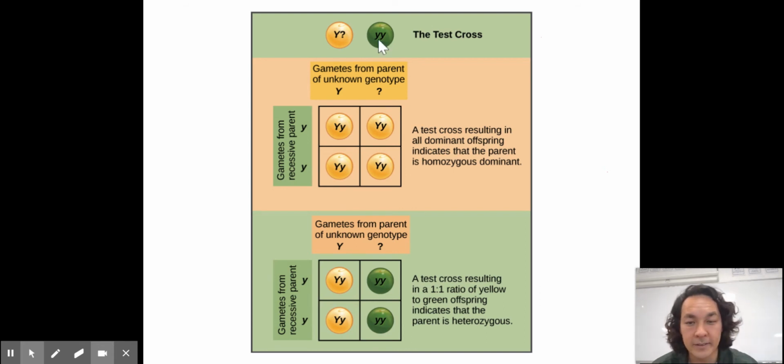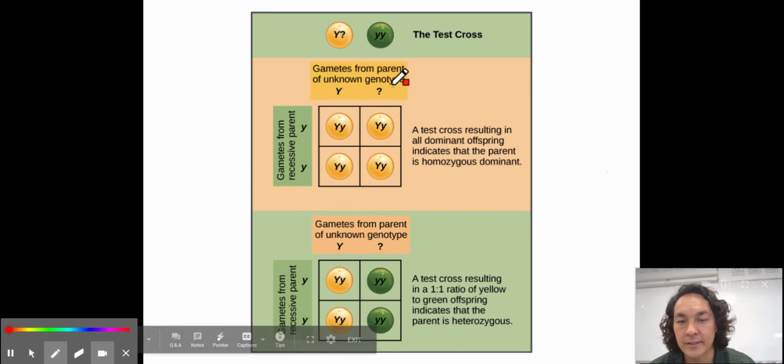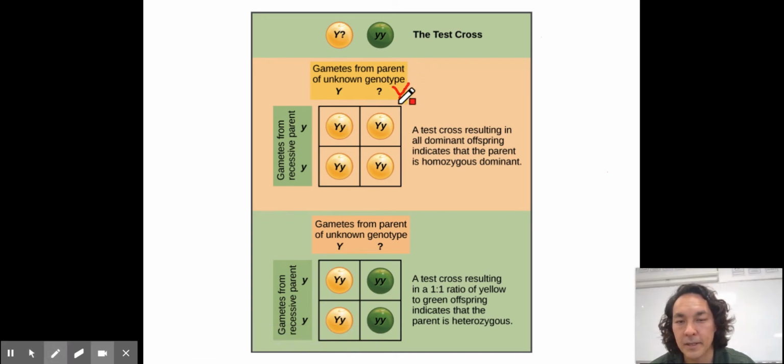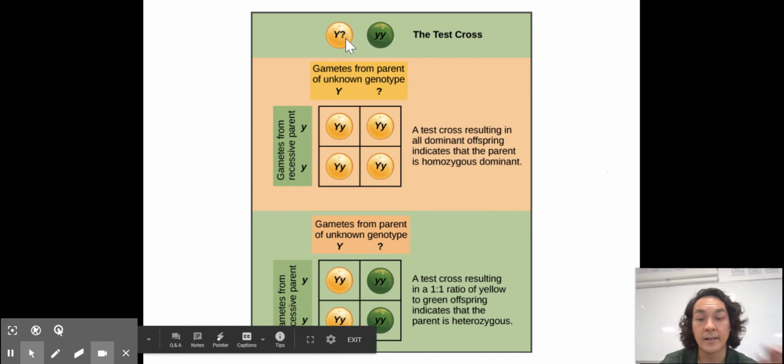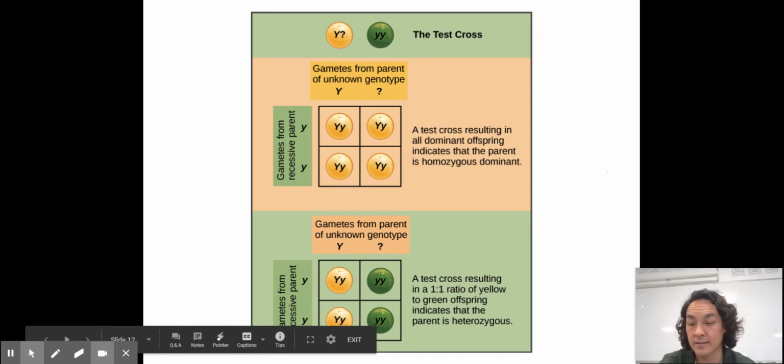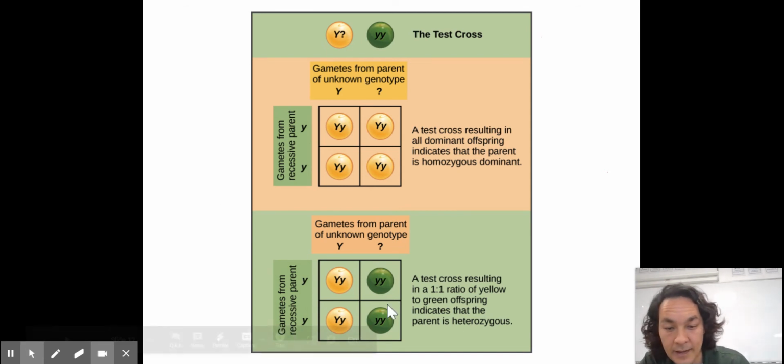And so if we breed it with the green here and they all come out yellow, then we have to use logic to know that this allele was a big Y, because otherwise they would have come out half green. Since it was a big Y, all the seeds came out heterozygous: big Y, little y, big Y, little y, big Y, little y, big Y, little y. Now, if they'd come out half green, then you would know that this yellow seed was heterozygous. It has a little y here because half of them came out green.